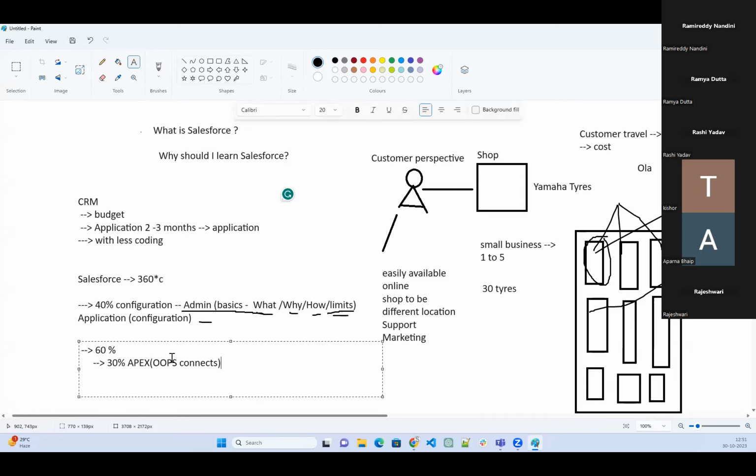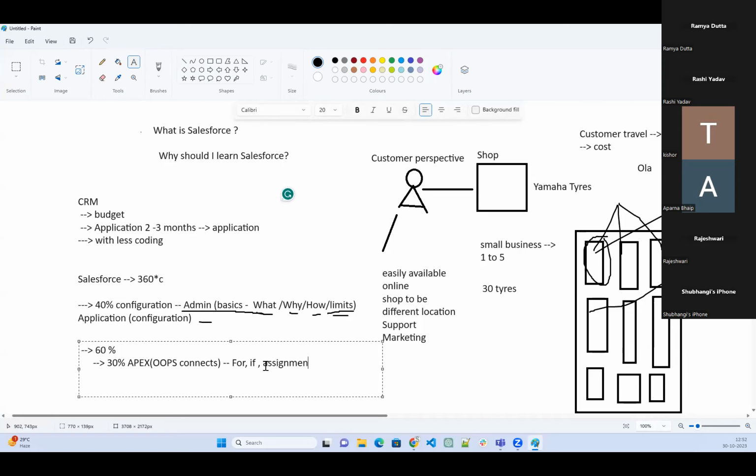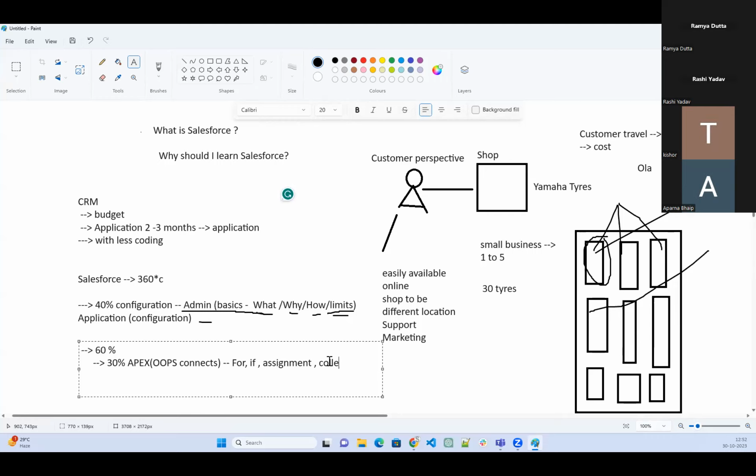So whoever already knows the OOPS concept, the Apex implementation is very, very easy. Apex is just for loops, if conditions, and assignment. Only these keep repeating. You will be able to see the assignment, if only these keywords you keep seeing. If you are able to understand this, and Salesforce additionally provides the collection, which is nothing but an array. Now, if you understand this, Apex is easy.